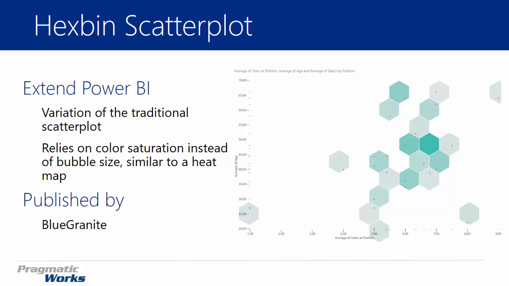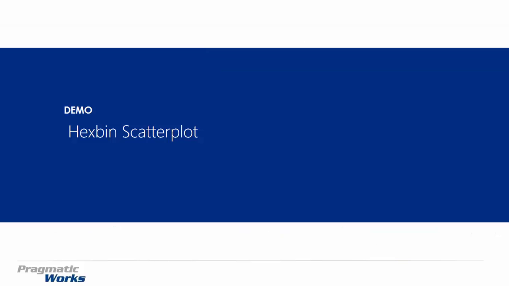Now, what's slightly different than the traditional scatterplot is that rather than relying on a bubble size to indicate some kind of larger value, it's going to be more of a color saturation difference that you'll notice. So the darker the hex bin, the more values that you'll see in that particular area. So it's similar to a heat map in that way. Now this visual is published by Blue Granite. Let's go ahead and take a look at how we can actually use this one.